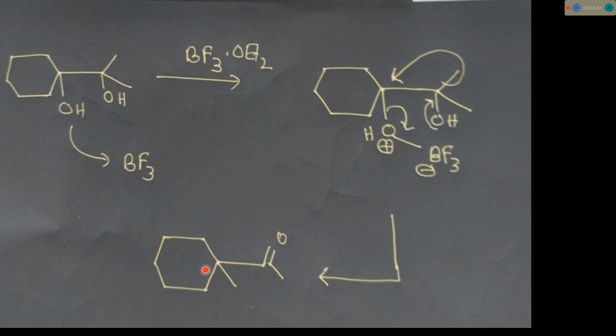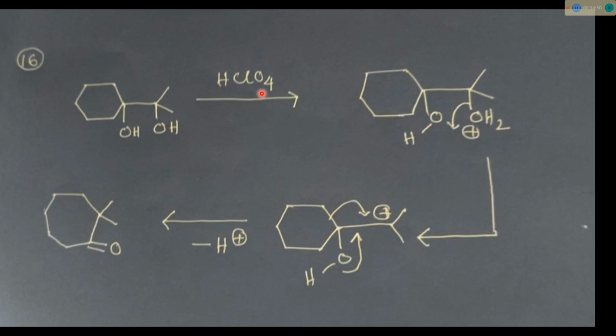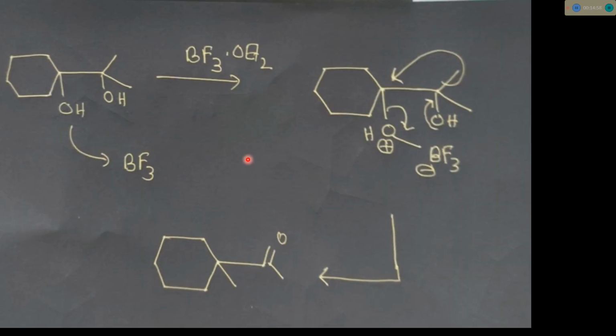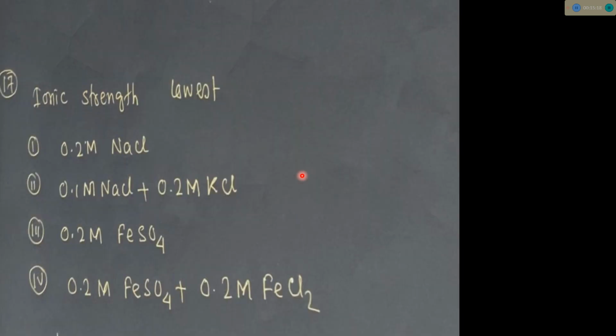I hope you understood what I am trying to say. Same question, if we change the acid source, in this case perchloric acid HClO4, and in this case BF3, a Lewis acid, exactly the opposite result we will observe. You can be asked this question in any exam, so that's why I put this example. So let's move to the next question.